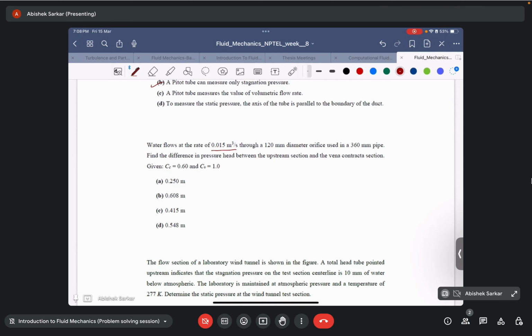It's very simple. Just look into the derivation that was involved while we were discussing the application of Bernoulli's equation in the case of the orifice meter to find the volume flow rate through the orifice meter. If you go back to that expression, you will easily be able to find the solution, because since the flow rate is already given, the only unknown term here is the pressure head difference. It will basically be delta P by rho g. So this is the pressure head, and this one you need to find.